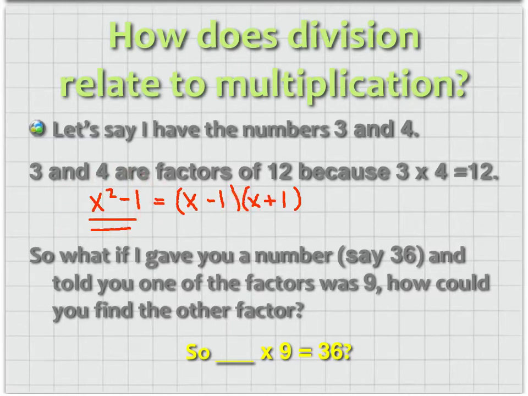Okay, so let's say we have the number 36. And we know that 9 is one of the factors of 36. So what is the other factor of 36 that when multiplied by 9 will give me 36? Well, 4 times 9 gives me 36, right? Now, if I didn't know that off the top of my head, I could still do 36 divided by 9 to find the other factor. So division will help me find factors also.